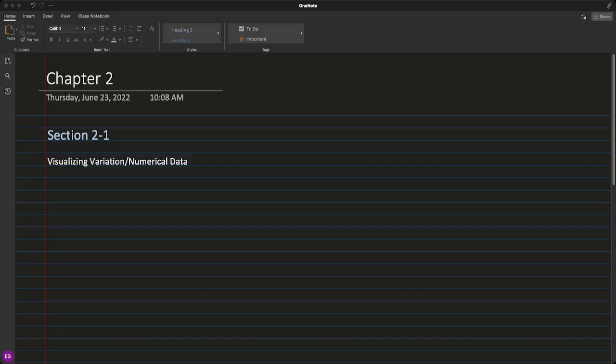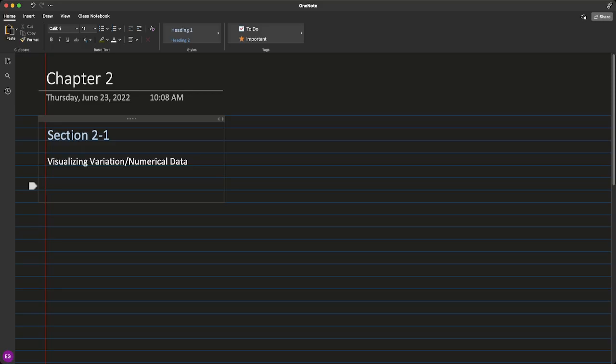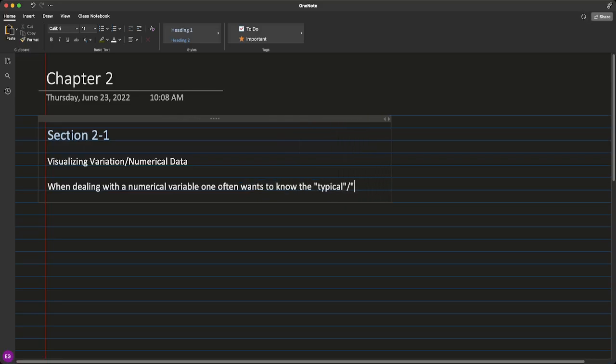Hello, this is the Math 159, Gould, Chapter 2, Section 1, section about visualizing variation and numerical data. Remember that there are categorical and numerical variables, so this is only going to be about a numerical variable. When dealing with a numerical variable, one often wants to know the typical, usual, or common value of the variable. So what do I mean by that?